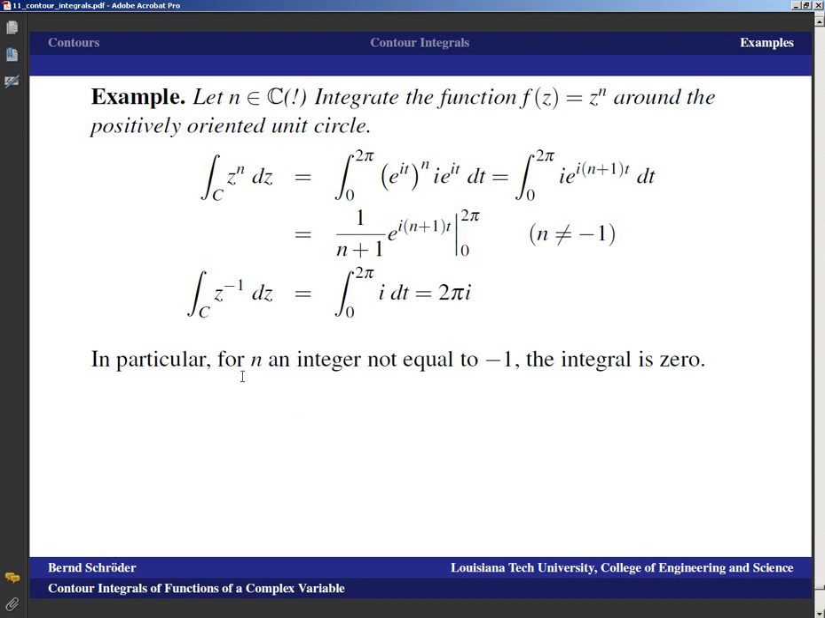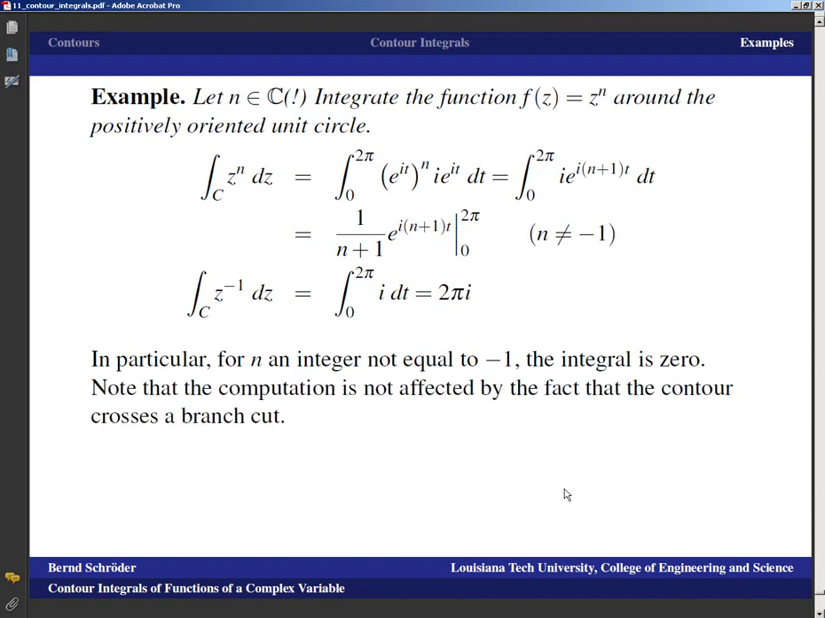In particular, now, that means that when n is an integer that is not equal to negative 1, then the integral is 0, because what we get is e to the i integer multiple of 2 pi, which is 1, minus e to the 0th, which is 1 also, and so that would mean that that integral turns out to be 0.